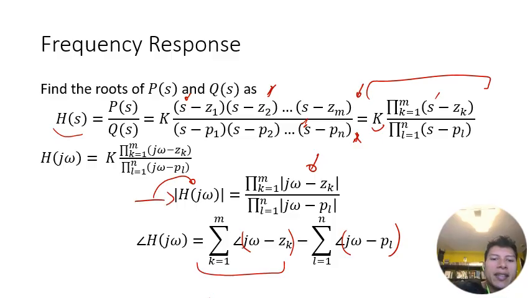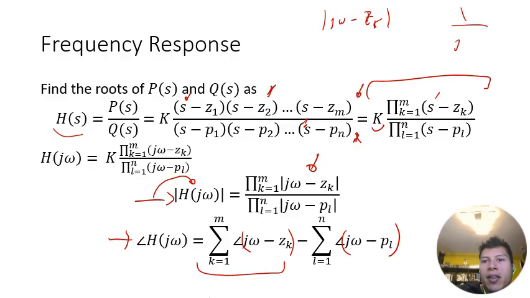Now, the reason why these expressions are important is because we just need to learn how to plot a factor that looks like j omega minus z_k, or 1 over j omega minus p_l, and then we'll learn how to plot basically a general transfer function.